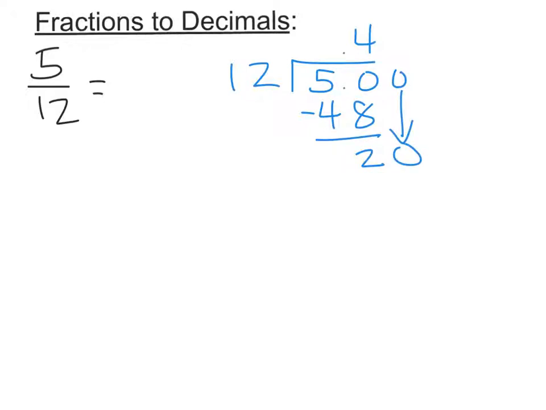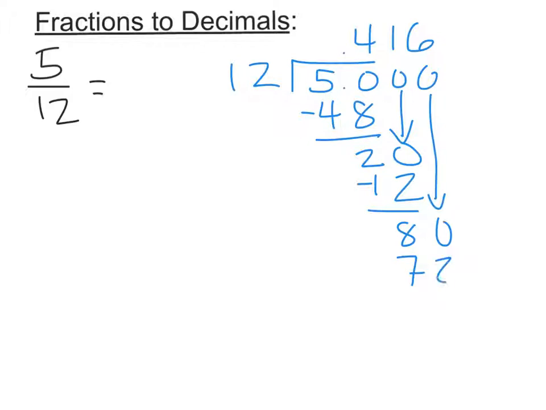12 will go into 20 1 time, which is 12. Subtract to get a remainder of 8, grab another 0, bring it down. 12 will go into 80 6 times. 6 times 12 is 72. Subtract to get a remainder of 8 again.